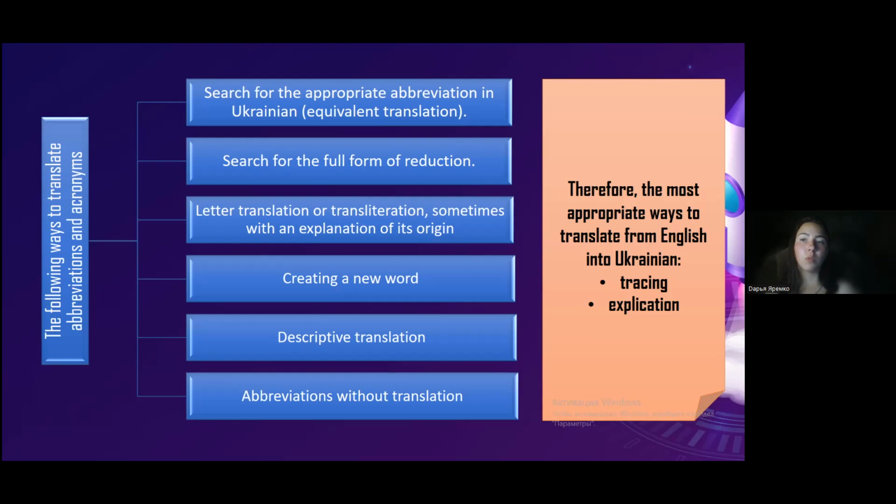Therefore, the most appropriate ways to translate from English into Ukrainian are to search for the full form of the abbreviation, tracing, or deciphering the abbreviation using a free combination of words, explication, because abbreviations are not as common and popular in Ukraine as in English. Next slide, please.